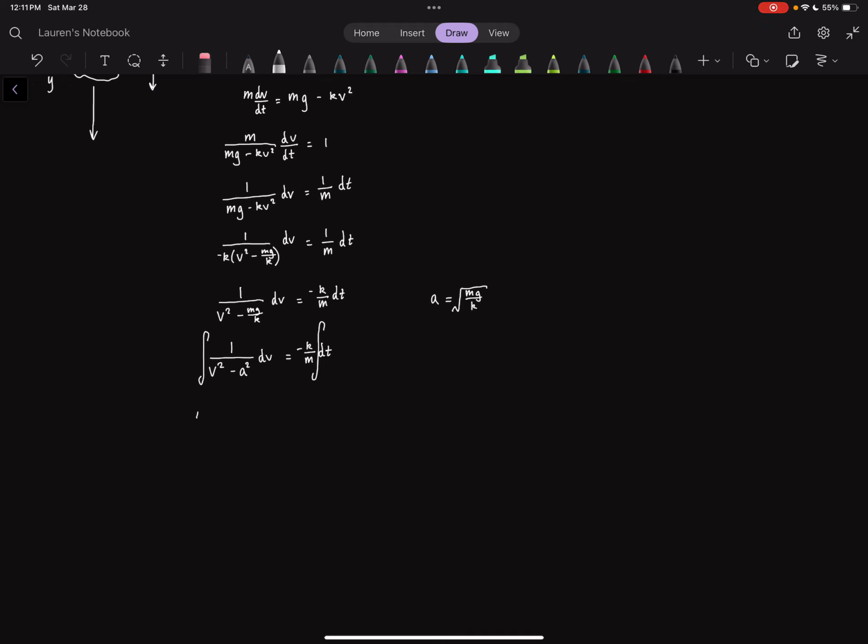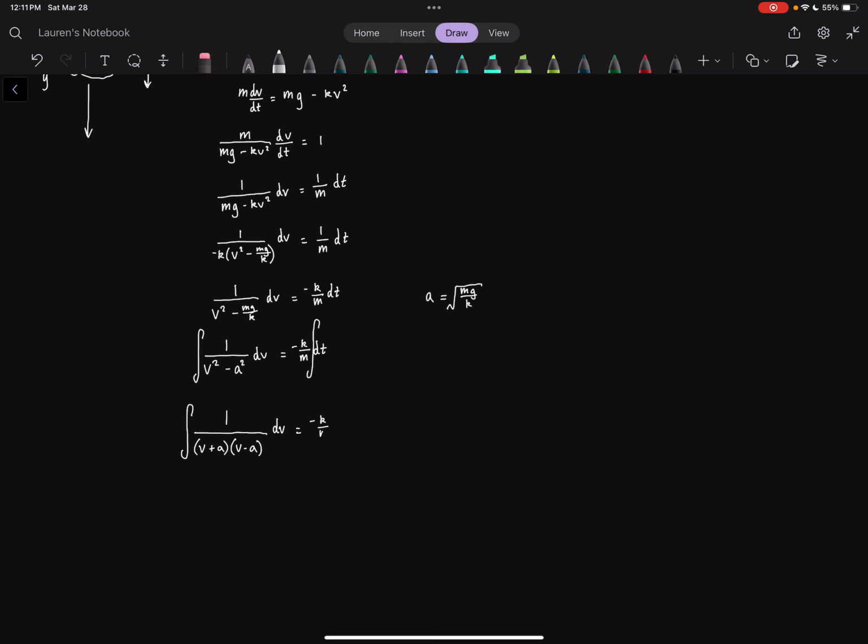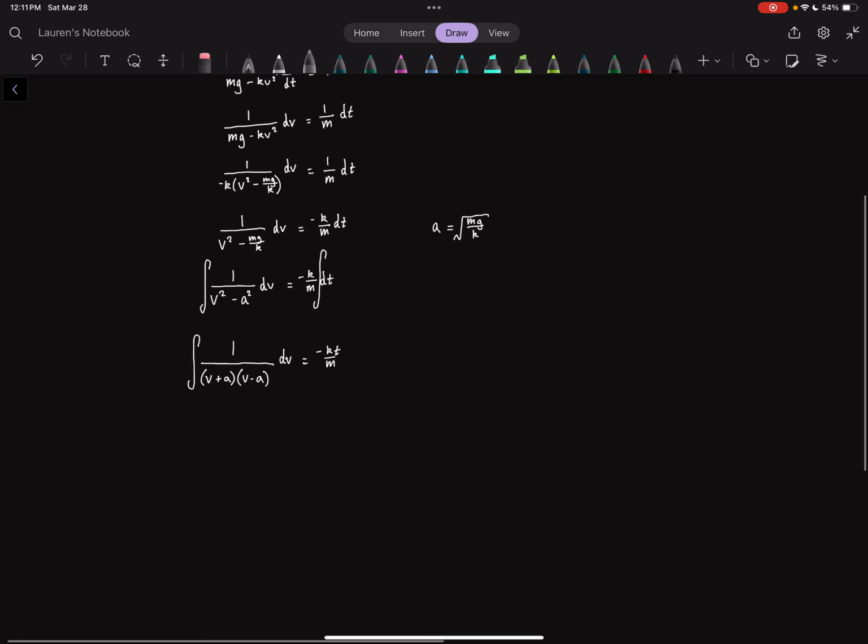So we have the integral of 1 over v plus a times v minus a, it's a difference of squares, dv. And on the right, minus k over m, and this we can just evaluate as kt over m, right? But on the left, we have this partial fractions thing. So we can evaluate it over here.